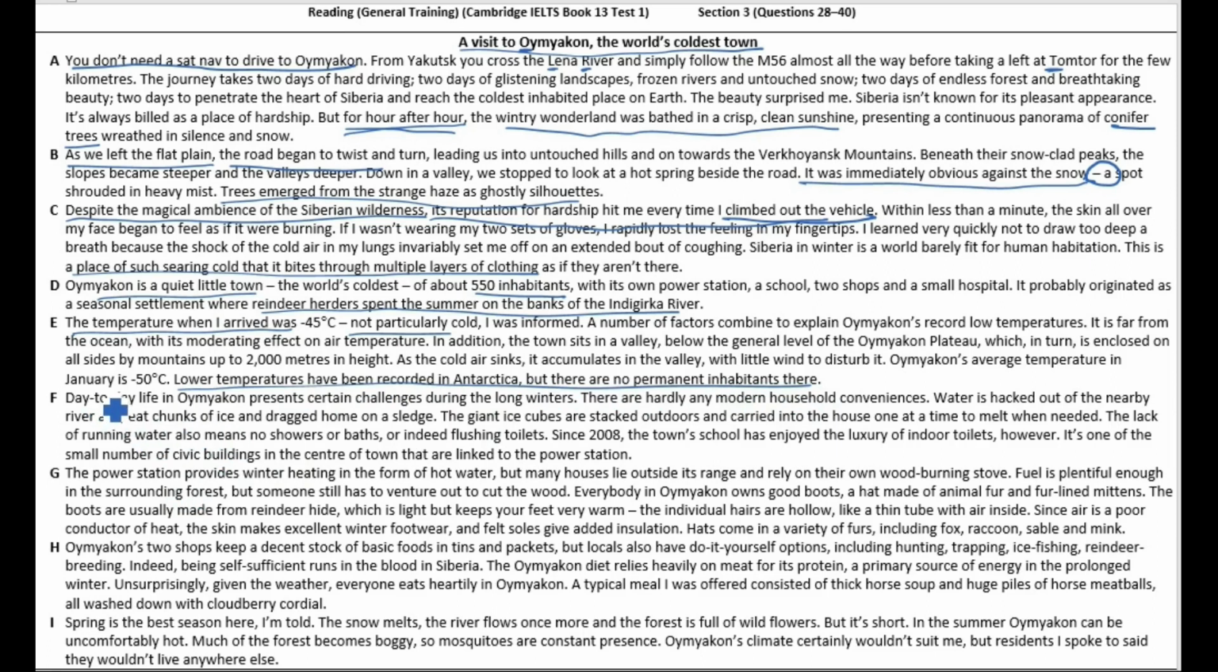I'll start from F. Day-to-day life in this place presents certain challenges during long winters. Ending of F. It's one of the small number of civic buildings in the center of the town. Beginning of G. The power station provides winter heating. Ending of G. Hats come in variety of furs. H. Its two shops keep a decent stock of basic food in tins and packets. Ending. A typical meal I was offered consisted of thick horse soup. Spring is the best season here, I'm told. And ending. But residents I spoke to said they wouldn't live anywhere else.